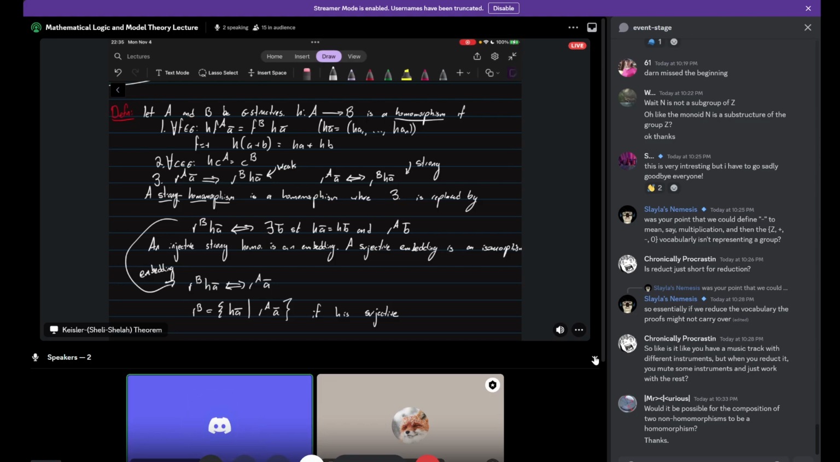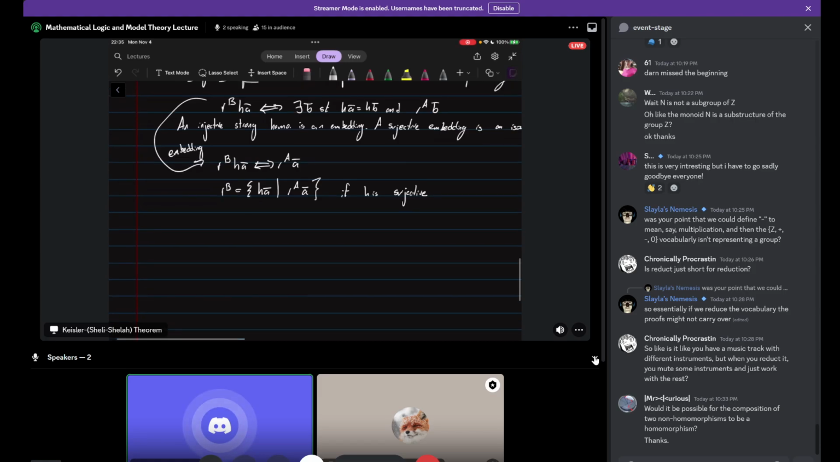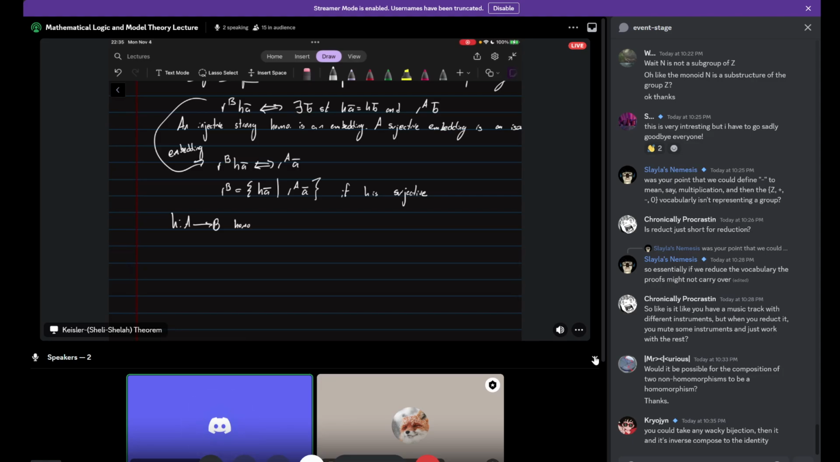Notice that if I is an isomorphism, then the inverse of I is also an isomorphism. Everything that you think holds for isomorphisms does hold for isomorphisms, pretty much. Like all the basic facts, obviously. If H from A to B is a homomorphism, then H(A) is a substructure of B. That's also true.